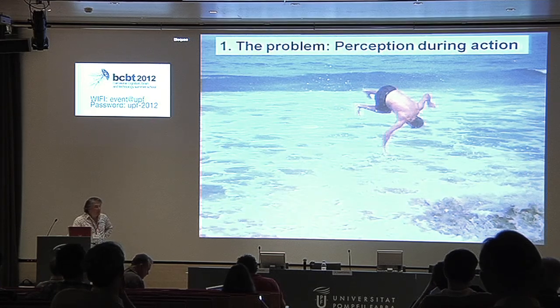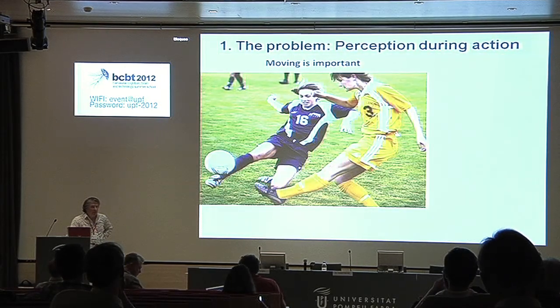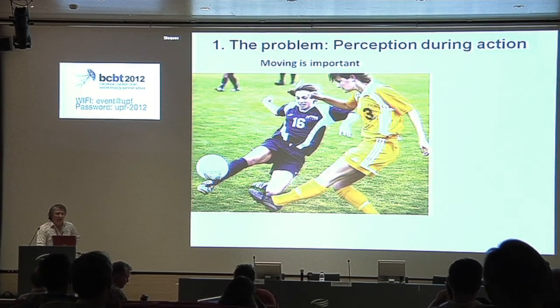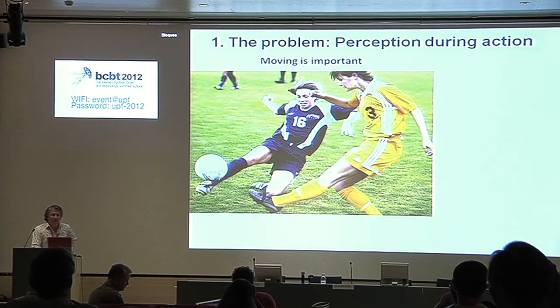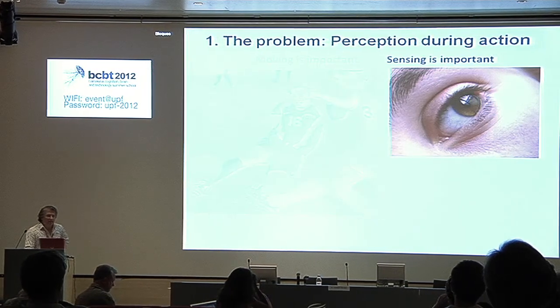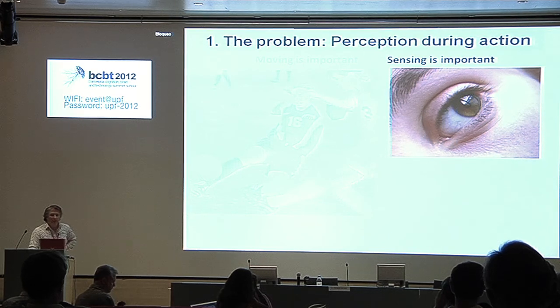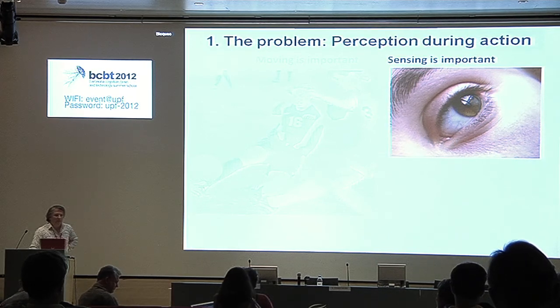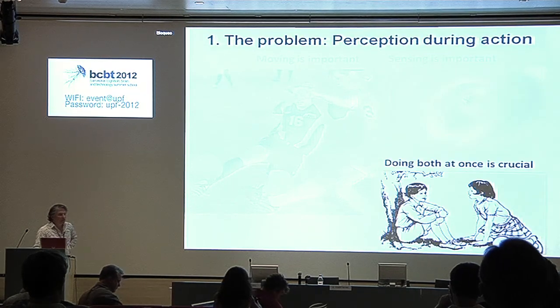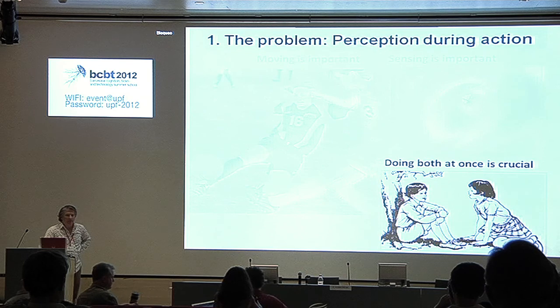So first, perception during action. As you all know, we spend a lot of time moving, and moving is very important. There are two fundamental things the brain really has to do, which is to move the body and interact with the world, and to sense the world, to see what's going on in the environment. There's a very intricate interplay between movement and sensing. And we spend probably most of our time doing both at once.